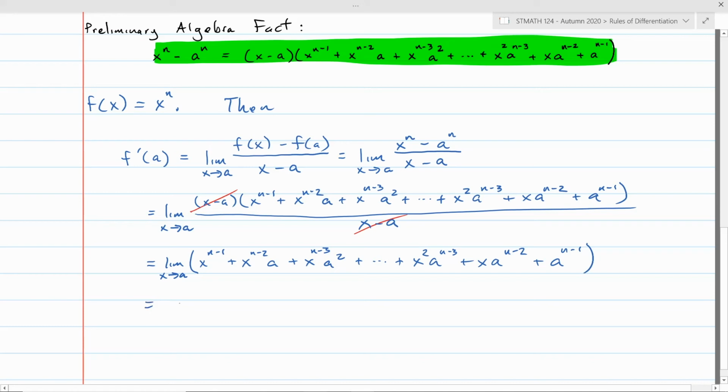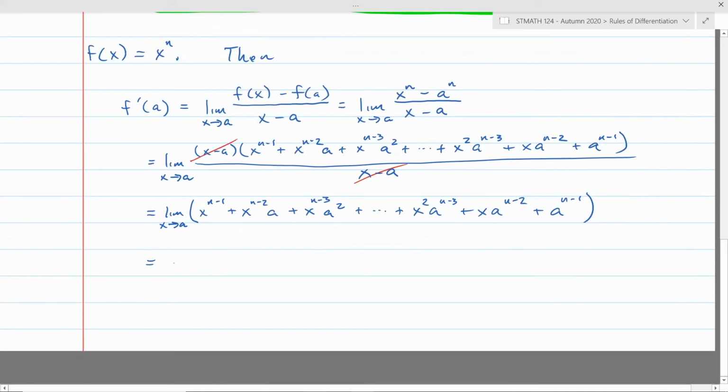So this is going to come out to, well, just substitute a in place of x and you get a to the n minus 1. Then on the second term you're going to get a to the n minus 2 times a to the 1. In a situation like that, you add the exponents and you get a to the n minus 1 there too. And then the same exact thing happens on the third term. You'll have a to the n minus 3 times a to the 2. When you add the exponents, you get a to the n minus 1. And this happens for every one of these terms.